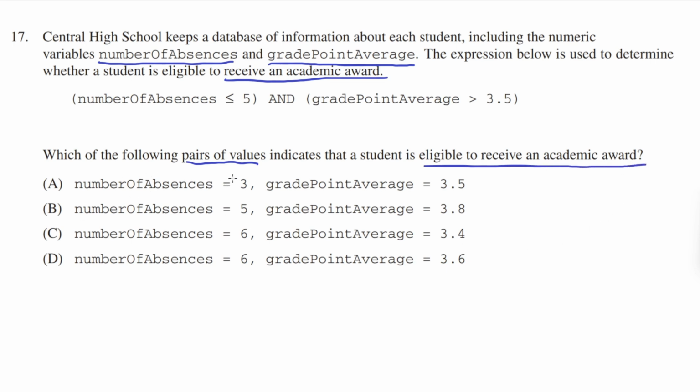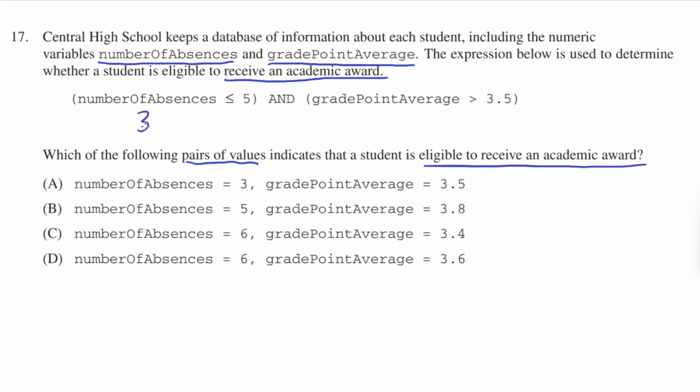So we're given various values for number of absences and grade point averages, and we have to put those values into this line of code here that uses an AND statement to make sure that the number of absences is less than or equal to 5 and that the grade point average is greater than 3.5. So if a student is to get an academic award, their absences need to be at least less than 5 and their grade point average needs to be at least 3.5.